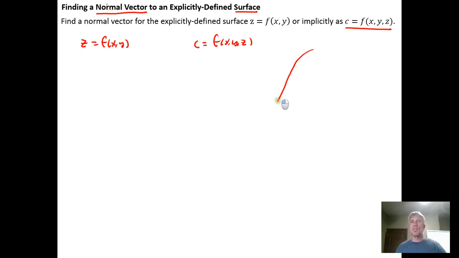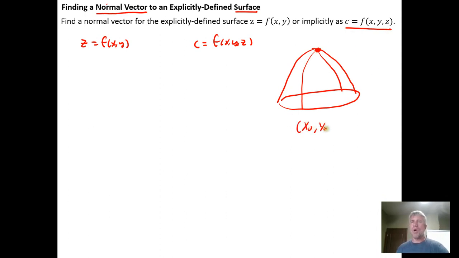Suppose I have some surface in three-dimensional space. Who knows what it is? It doesn't matter, even if I draw it poorly. So some surface in three-dimensional space. Let's say there's an arbitrary point on the surface right here. We're going to say that arbitrary point is the point x naught, y naught, z naught. And at that point, we want to find a vector that is normal to the surface at that point.